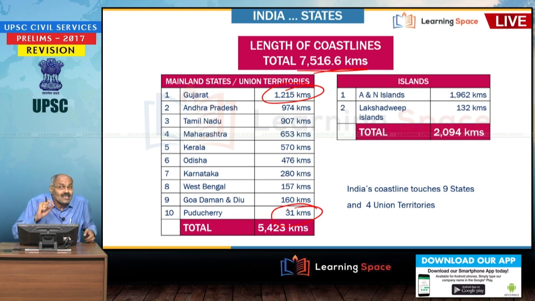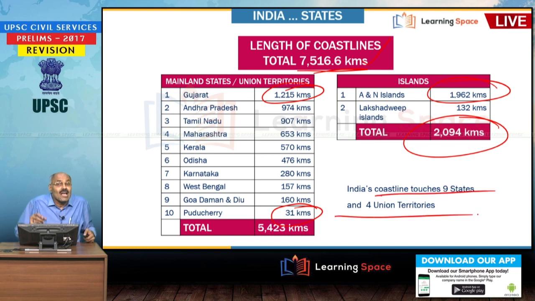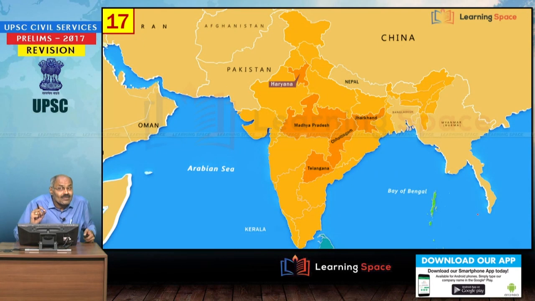And here 5,423 kilometers is for mainland states, and the coastline of Andaman and Nicobar Islands is 1962 kilometers. So total is 2094. So total put together it comes to 7,516 kilometers. This is the total length of coastline of India. So as I have already told you, India's coastline touches 9 states and 4 union territories, right?